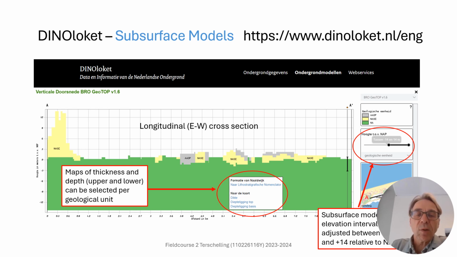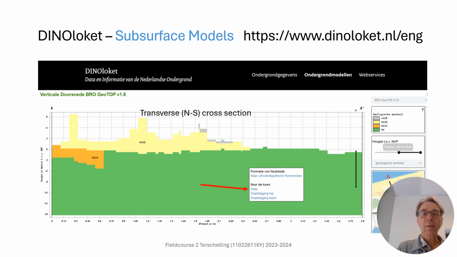The other thing we can do in this map, of course, is look at the formation of Naaldwijk. This is the main geological formation in the area, and we can look at the map. We can look at the thickness. We can also look at the thickness depth, the top of the thickness, and also the base of the thickness. So you can get all kinds of maps in there. And to illustrate it to you, in the next slide, we will see a map of thickness.